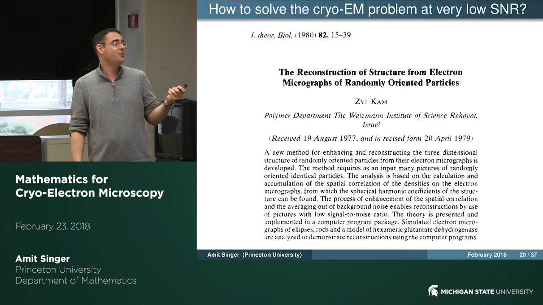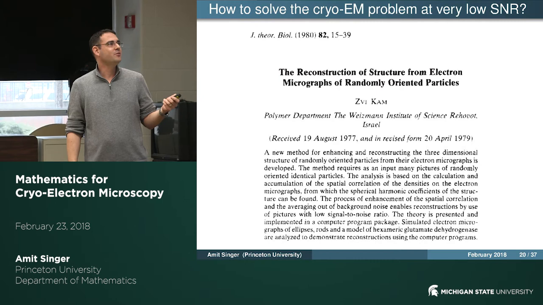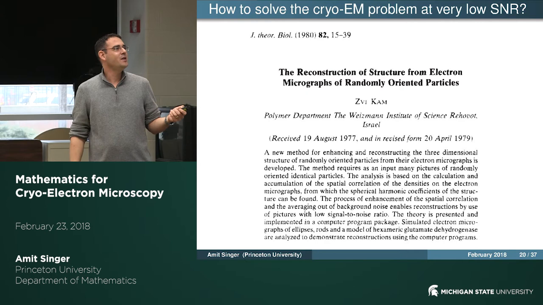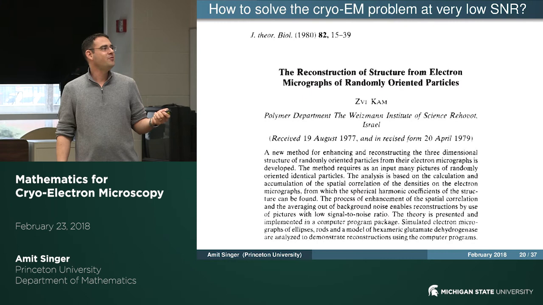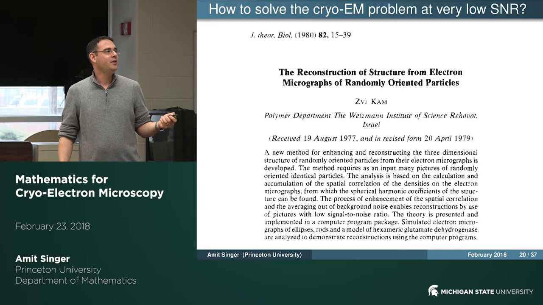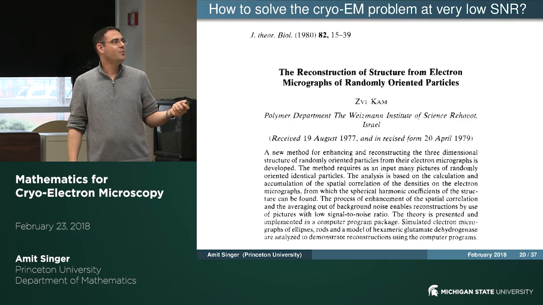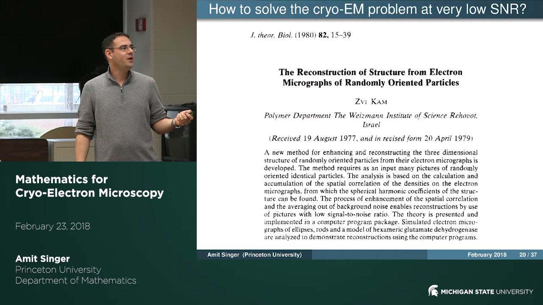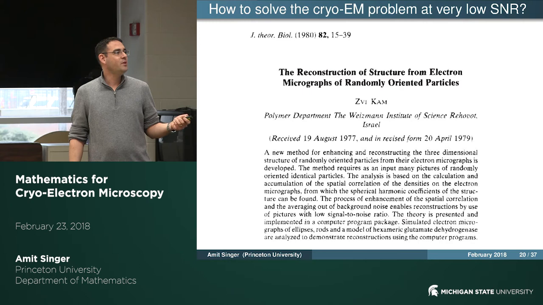More than 40 years ago, he proposed this idea of reconstructing structure from electron micrographs of randomly oriented particles. And just so you believe, let's quickly read at least the first part of that. A new method for enhancing and reconstructing the three-dimensional structure of randomly oriented particles from their electron micrographs is developed. The method requires as an input many pictures of randomly oriented identical particles. The analysis is based on the calculation and accumulation of the spatial correlation, so we'll see autocorrelation moments in a second, of the densities of the electron micrographs, from which the spherical harmonic coefficients of the structure can be found. The positive enhancement of the spatial correlation and the averaging out of background noise enables reconstruction by using pictures with low signal to noise ratio.